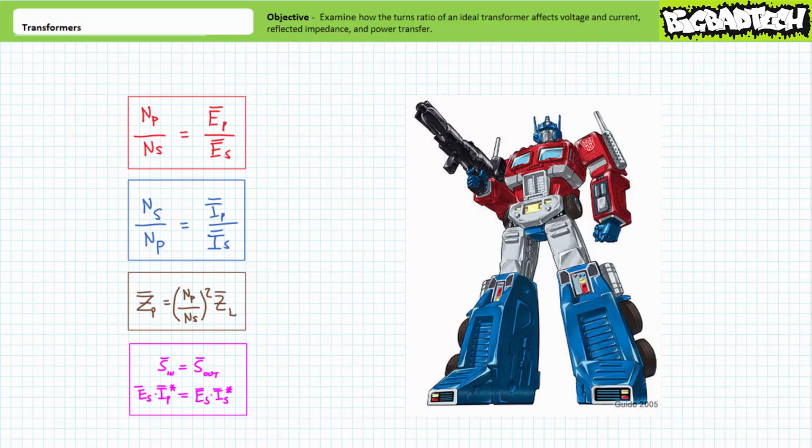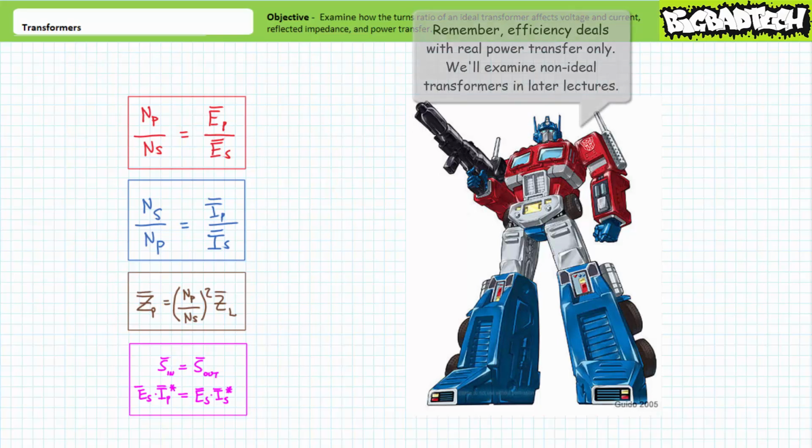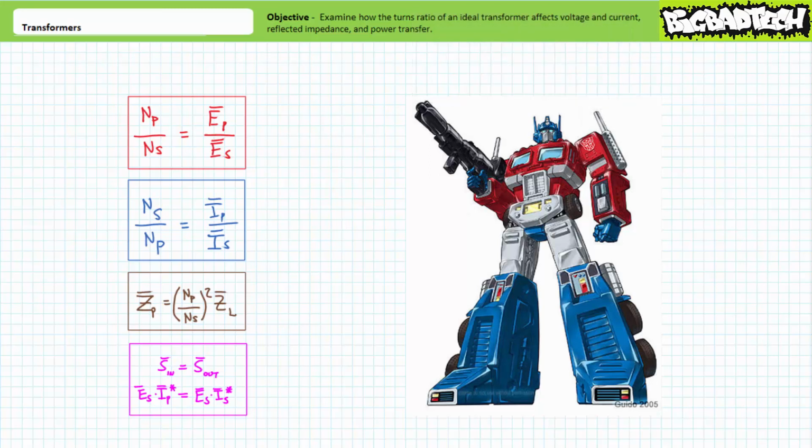Additionally, we learned that a source supplying current to an ideal transformer sees a reflected impedance equal to the load impedance times the turns ratio squared. We assumed ideal transformers are 100% efficient, and operating under this somewhat dubious assumption, we can say power in equals power out. Finally, we learned that transformers are an essential component of the modern electrical grid and make it possible to transmit electrical power over vast distances with minimal losses.